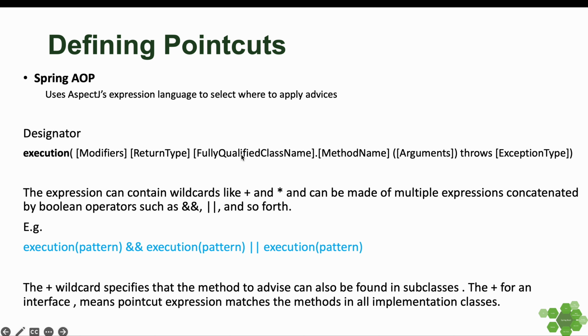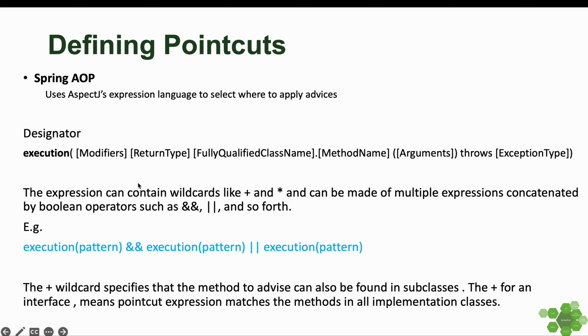Then you have a fully qualified class name. Then you have a method name. Then you have arguments. Then you have throws, then exception. So this is the pattern or the format that you must follow to create the Pointcut expression.